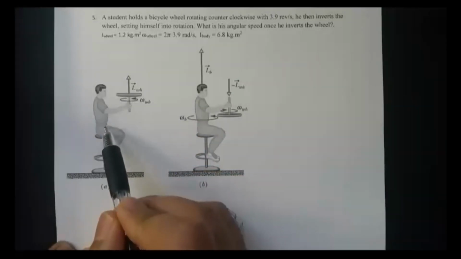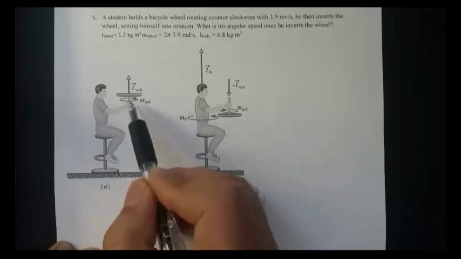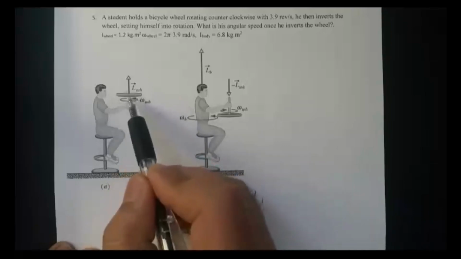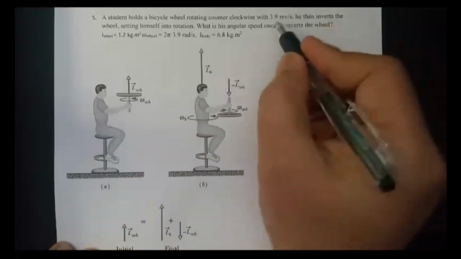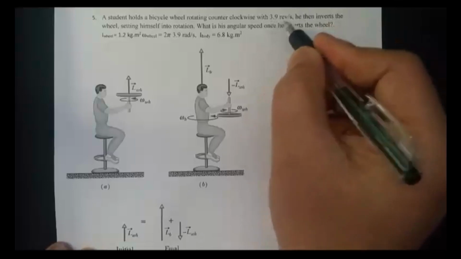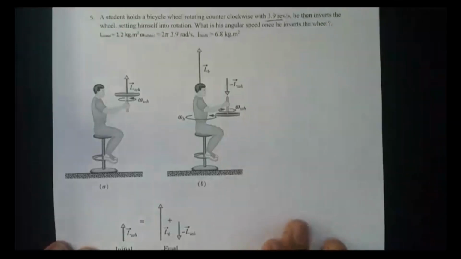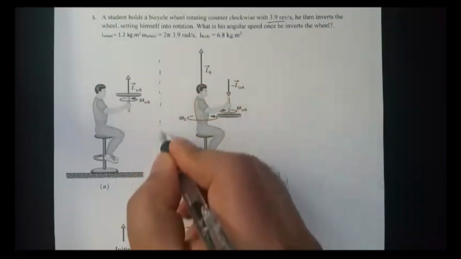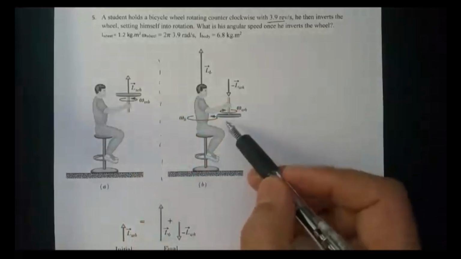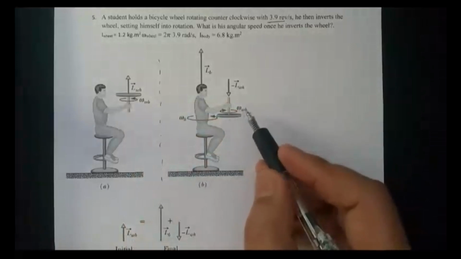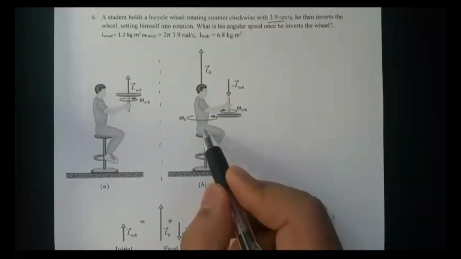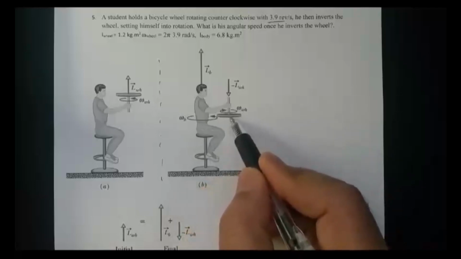He's not spinning initially. He's just holding this wheel, which is spinning in the counterclockwise direction, initially at 3.9 revolutions per second. Now, what would be his spinning rate as soon as he flips the bicycle wheel?